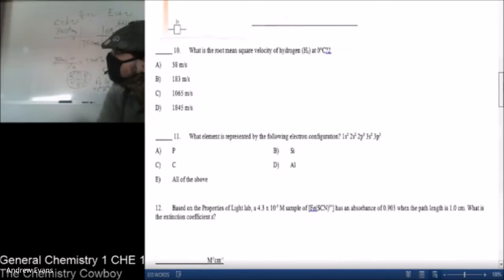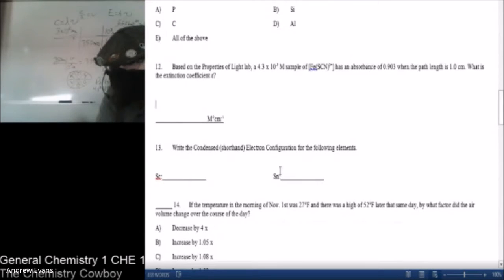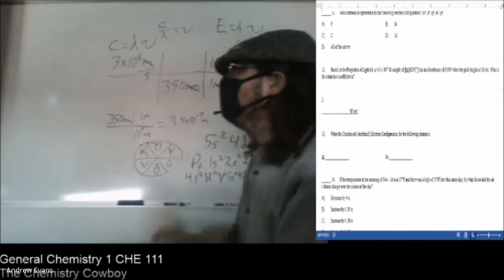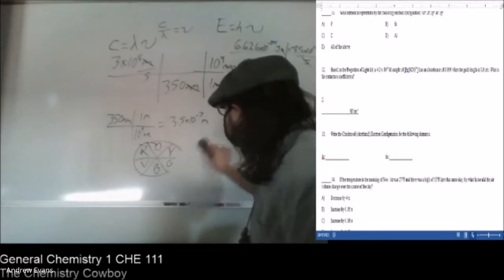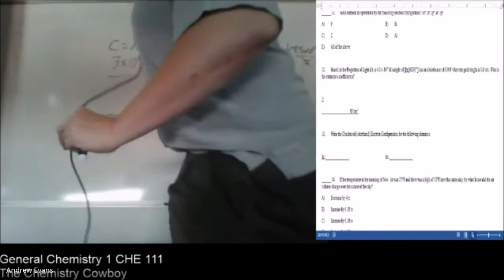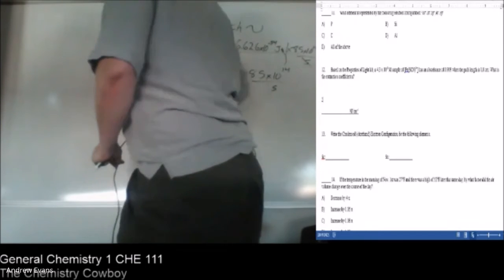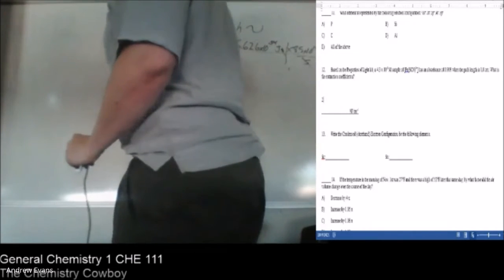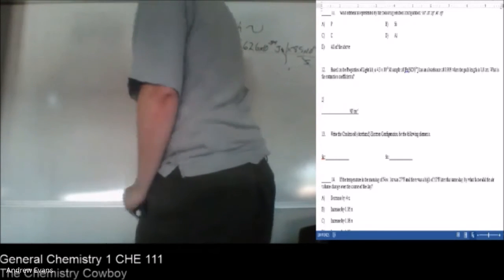Okay, number 12 is also a lab question. It is not hard if you understand the concept. If you don't understand the concept, it could be a little tricky. It is saying, I have iron thiocyanate, which we didn't actually deal with in this lab. We will eventually deal with it. But if this is the concentration of this iron thiocyanate with a path length of 1, it gives us an absorbance of 0.903. What is the extinction coefficient?